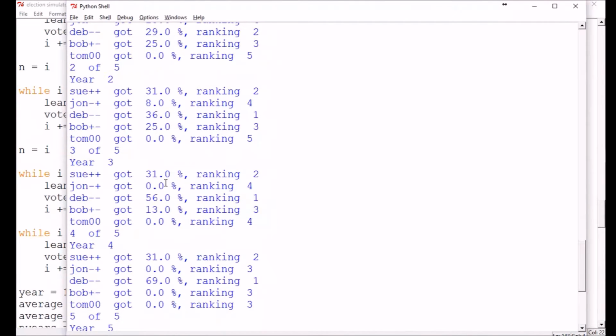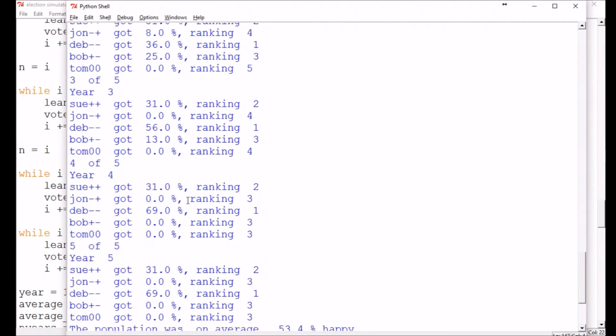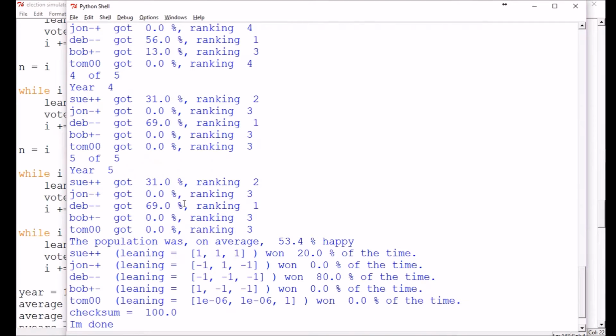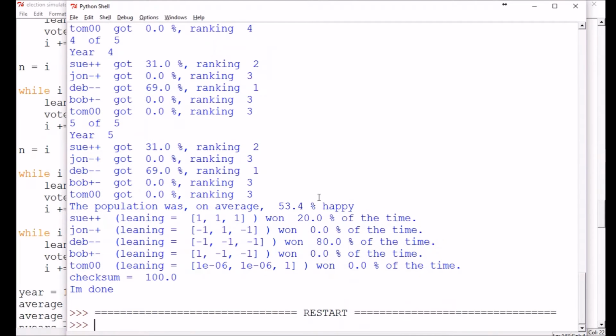By year 3, John is effectively out of the race. The spoiler effect has taken on Bob. But now Deb is the one getting some votes here, again probably because she's matching in the third dimension now. The reason Sue was getting all of those before probably was because she comes first on the ballot list. I haven't made an adjustment for that yet, but the point is to illustrate the effect anyway. Our population is 53% happy. All right, Tom is still left far behind here.